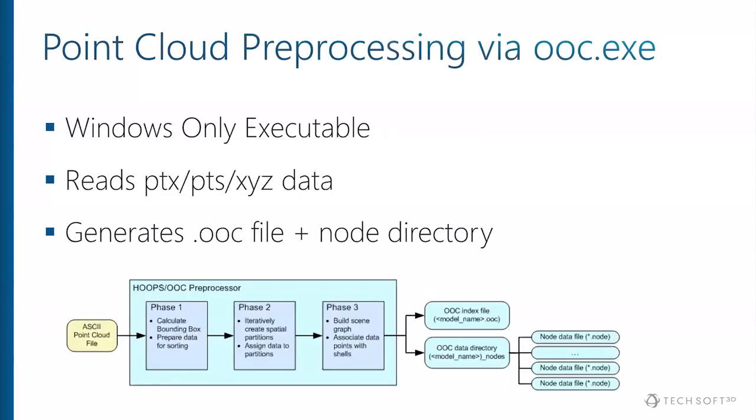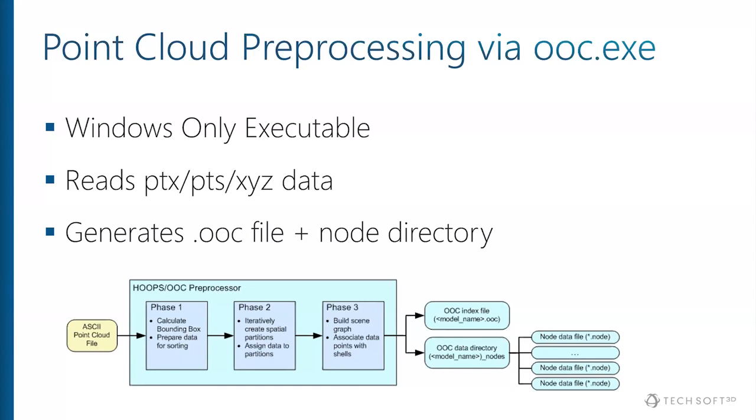So now let's go to that pre-processing part. Again, as Marco pointed out, there's a separate executable that is only available on Windows that deals with taking point cloud data in these different formats that we directly support, PTX, PDS, and XYZ, and then generating essentially a point cloud file out of it. And that happens, you can see that's the diagram from the documentation.